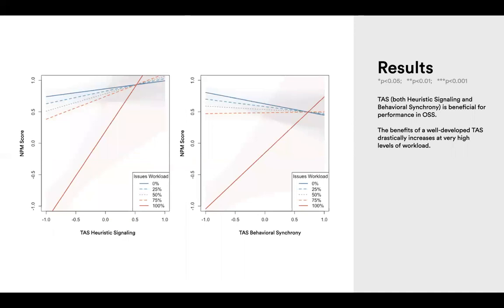And just to make this point very clear, the moderation, especially for the transactive attention system, only happens at very high levels of workload. So it seems to us that it might be a nonlinear effect. These are some very exciting results, and we are really looking forward to investigating more in future studies.